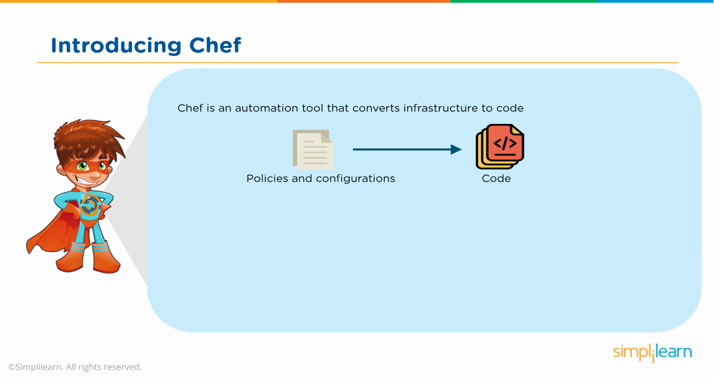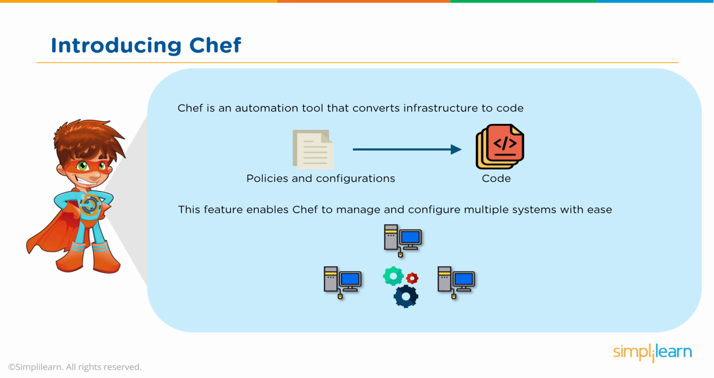So Chef is ultimately an automation tool that converts infrastructure to code. And you'll often hear the term infrastructure as code, or IAC. And this really starts as an output of the work that Chef has done. Because you take the policies that you as an organization have created and you convert that into a scripted language that can then be implemented automatically. This enables Chef to be able to manage multiple systems very easily.